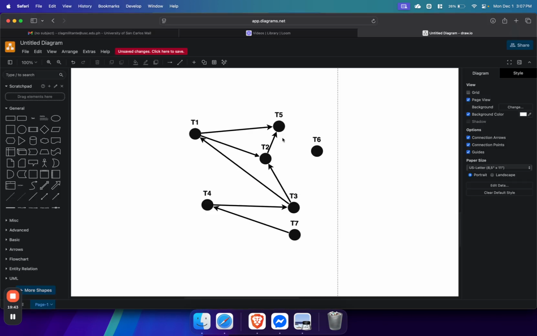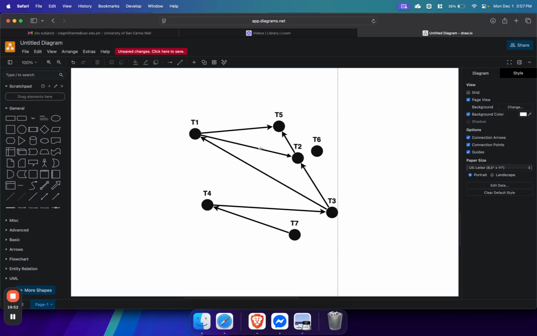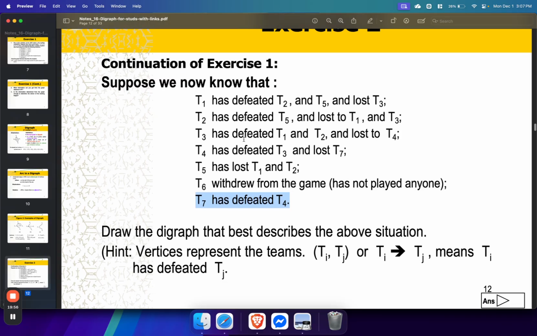So this is the answer to exercise 2. And just to remind you, for a case of confidence, your drawing doesn't have to look like this. As long as the arrows are correct, your drawing will be correct.